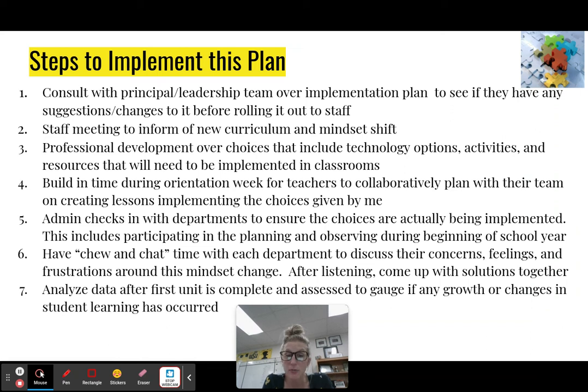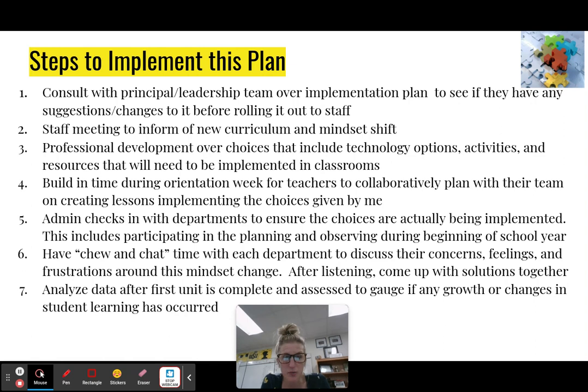I will build in time during orientation week for teachers to collaboratively plan with their team on creating these lessons using the choices I've given them. Then the admin's going to have to check in with departments to ensure that these choices are actually being implemented. That can mean I am participating in the planning, or other admin is participating in the planning, and then observing during the beginning of the school year.